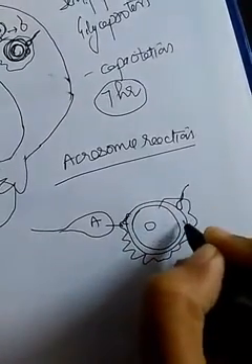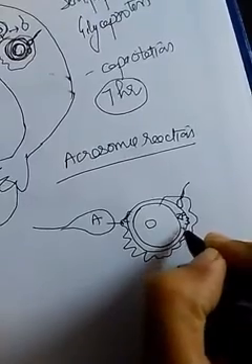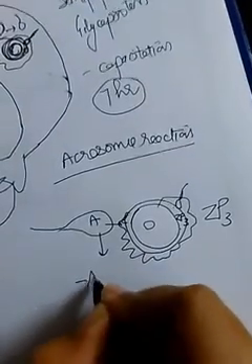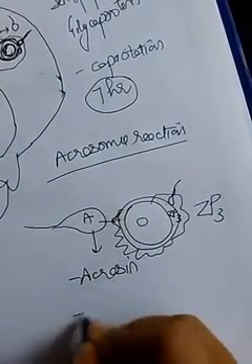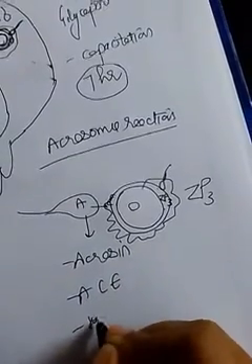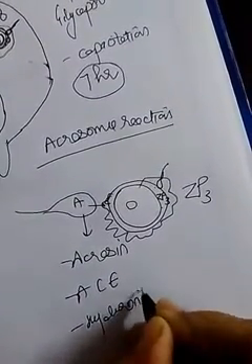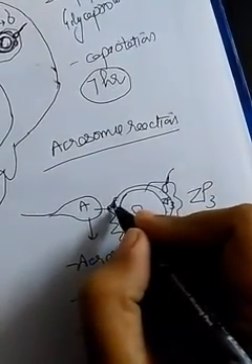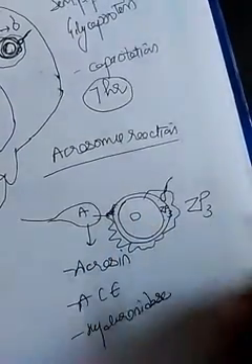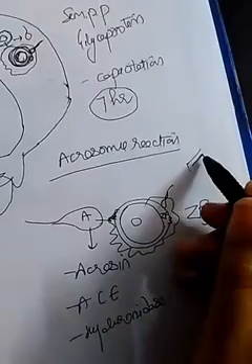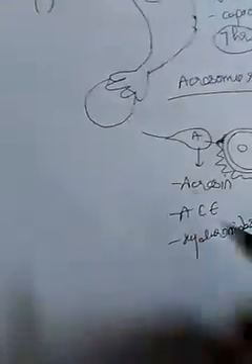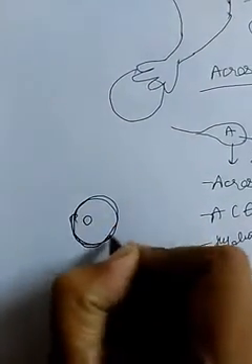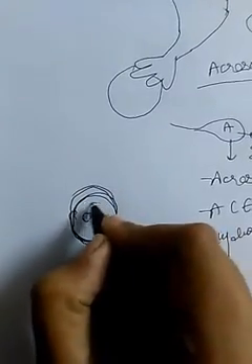Now here the zona pellucida secretes a protein called ZP3. Also, the acrosome releases acrosin, angiotensin converting enzyme, and hyaluronidase. These help in the penetration of the acrosome through the zona pellucida. So this process is called the acrosome reaction. Now after the acrosome reaction, this is the ovum, this is the zona pellucida.